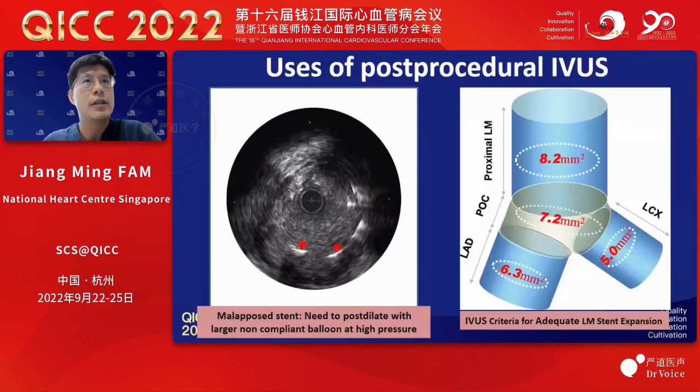Now, this image on the left shows stent malposition. Post-procedural IVUS is also highly recommended to detect stent-related complications which may not be really apparent on plain angiography. Operators can then decide to further optimize the result by performing post-dilatation with larger non-compliant balloons at higher pressures. The IVUS can also help us determine if adequate stent expansion has been achieved using specific target areas, such as 5 mm square for the circumflex and 8 mm square for the distal left main, for example.